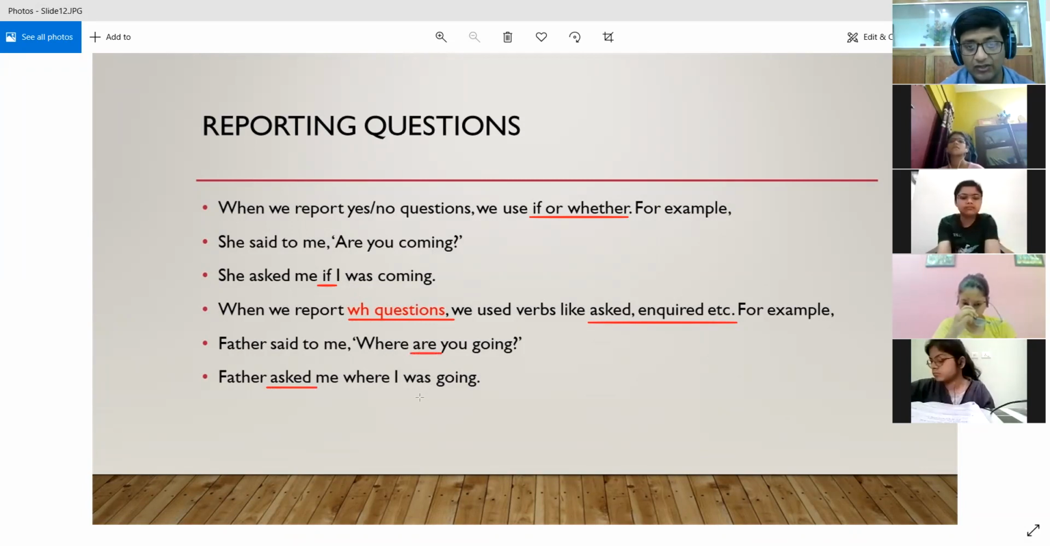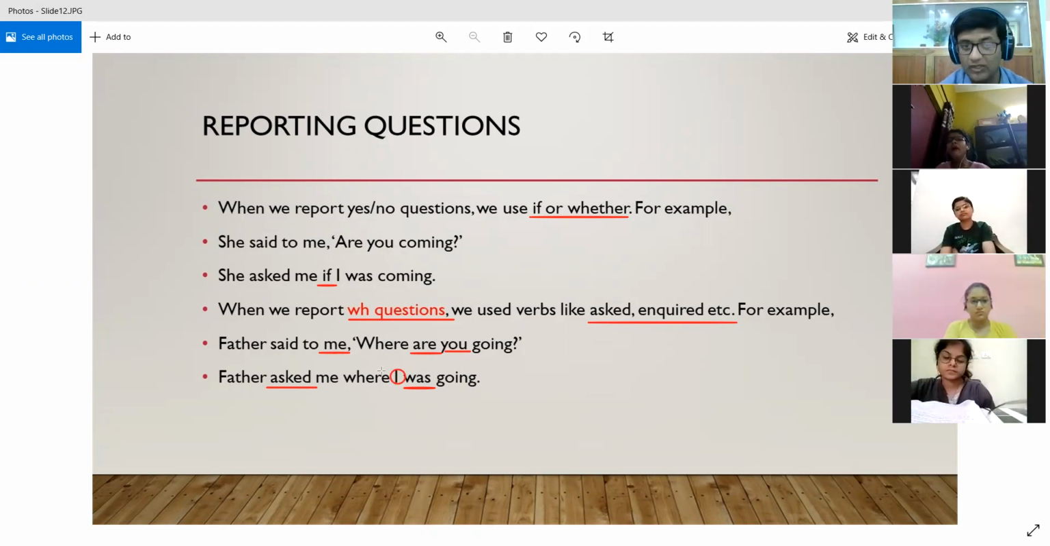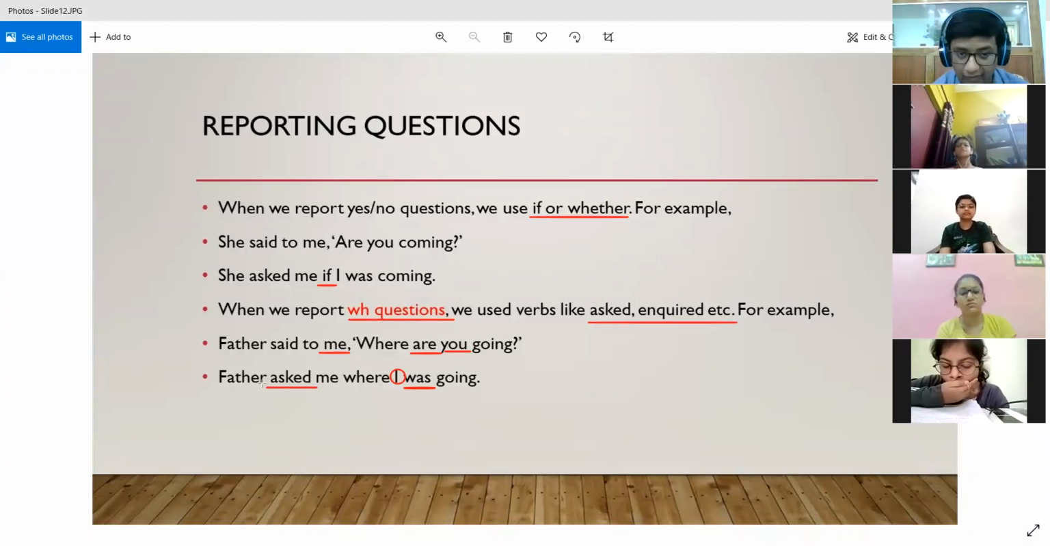So you can see are has changed into was, right? Because me was there and me is the object of the reporting verb. And I have told you that for the second person pronouns, we see the object of the reporting verb, which is me over here. So it has changed into I. Me has changed into I. So father asked me where I was going. So are has changed into was, you has become I because me was the object. So naturally it should change into I. So this is how it has been changed. So you can see that asked has been used. We can even say father inquired me where I was going, right? So in cases of the questions which start with what, where, or things like that, we can start with asked and inquired.